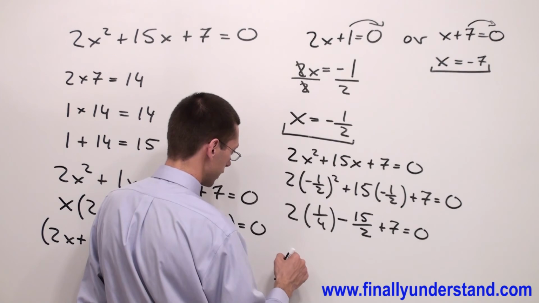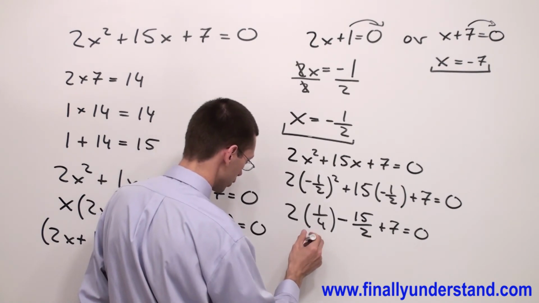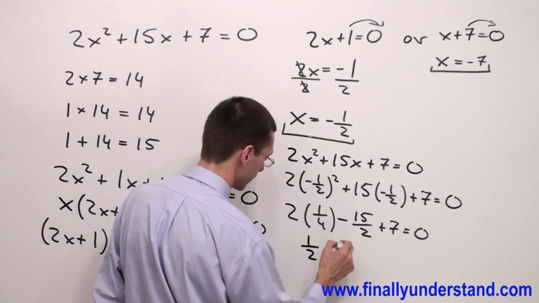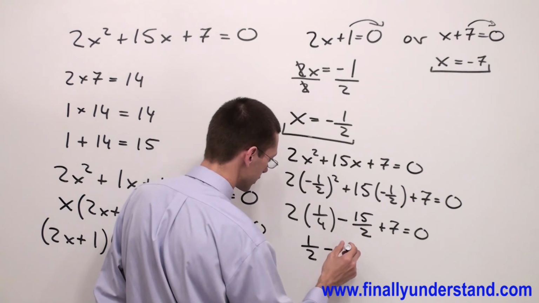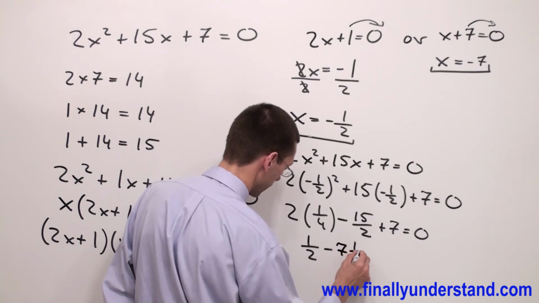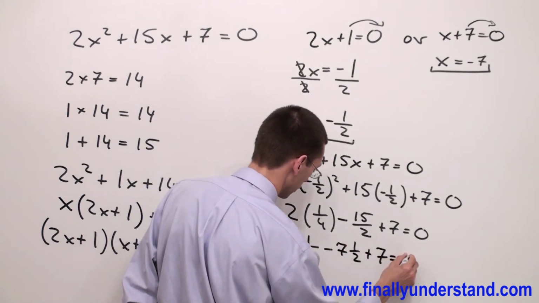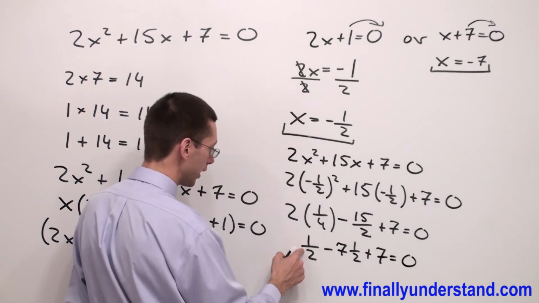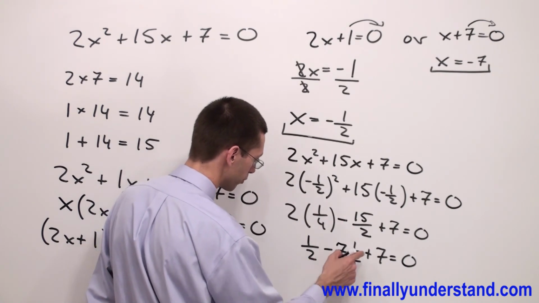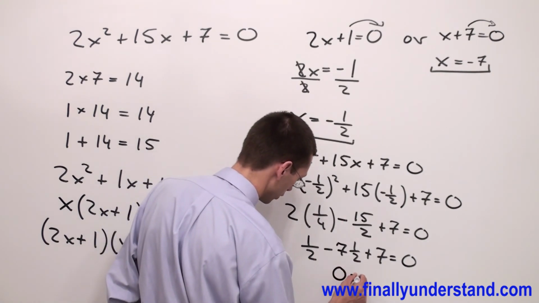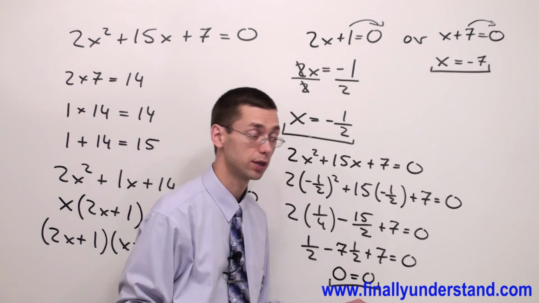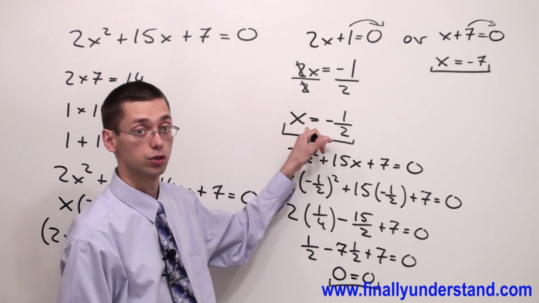2 and 4 are going to reduce each other, and I'm going to have 1 over 2, and I have minus 15 divided by 2 is 7.5, so I have 1/2 plus 7 equals 0. 1/2 minus 7 1/2 is equal to negative 7. Negative 7 plus 7 gives me 0. 0 is equal to 0. So the left side of my equation is equal to the right side. So this answer is correct.